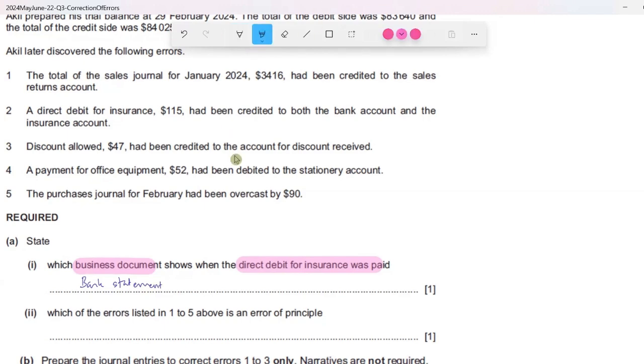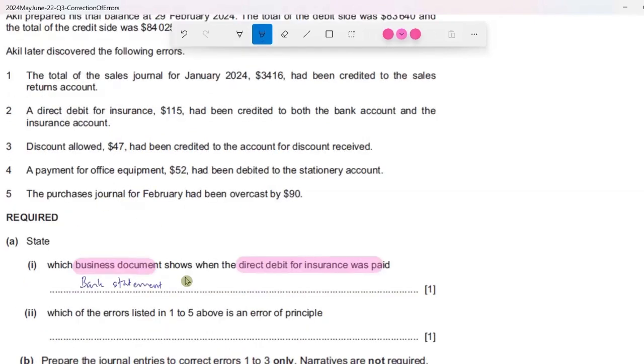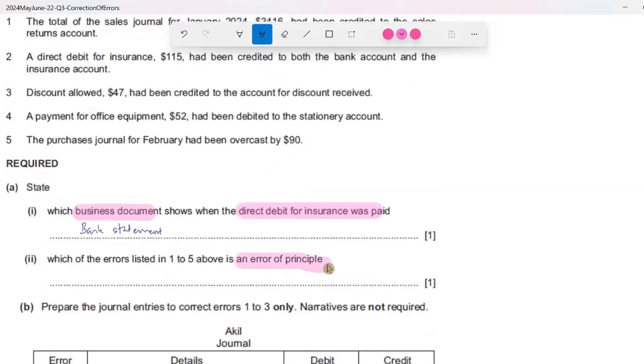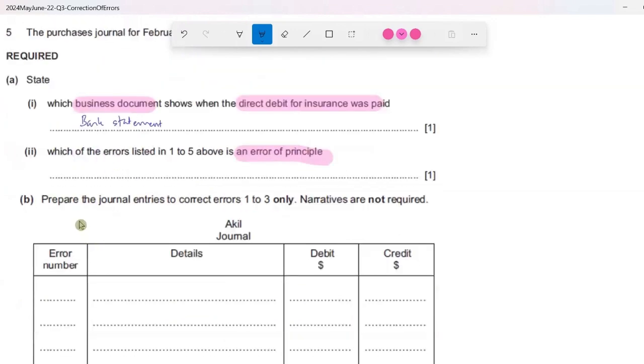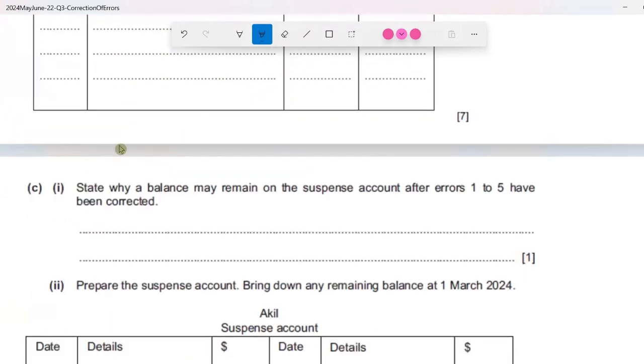Right. Let's continue. Which of the errors listed in 1 to 5 above is an error of principle? Later, when we go through, we'll try to answer this one and read the details in 1 to 5. Let's be clear about what the requirements are. Prepare the journal entries to correct the errors of 1 to 3 only. Narratives are not required. This will save our time. Is there any other requirement?